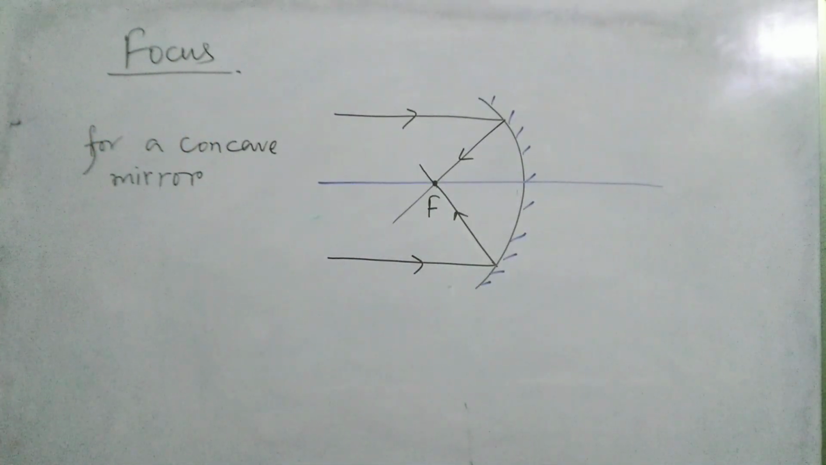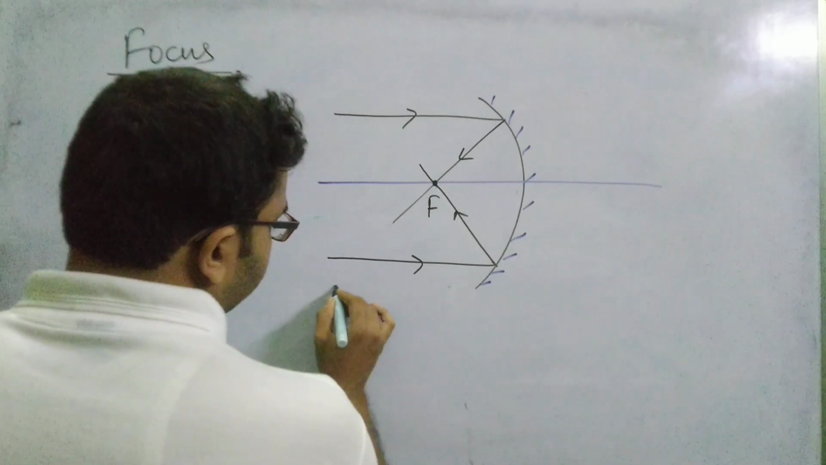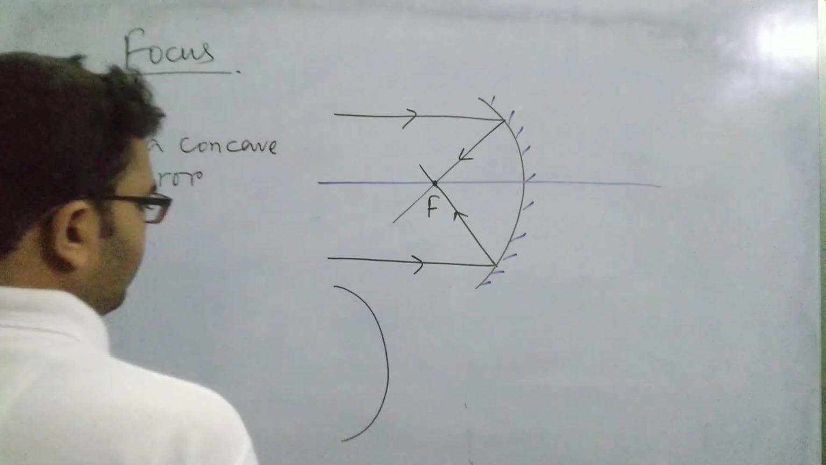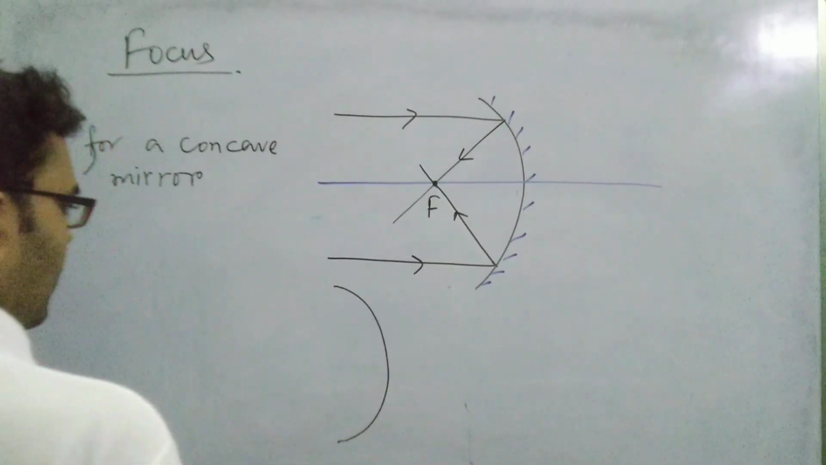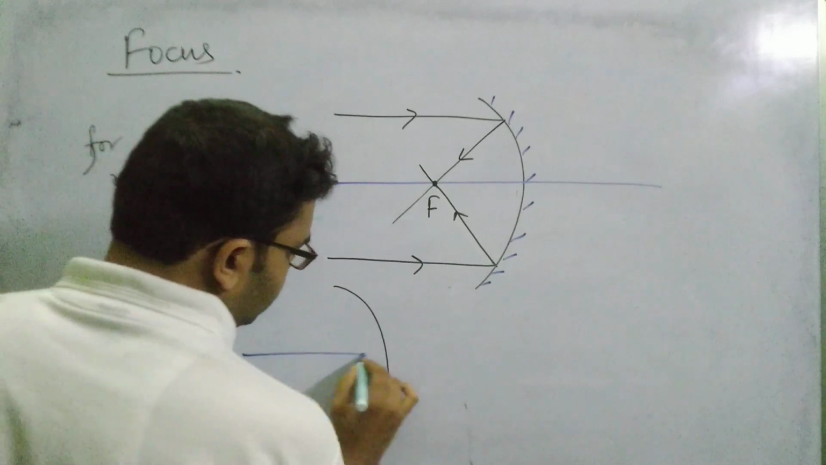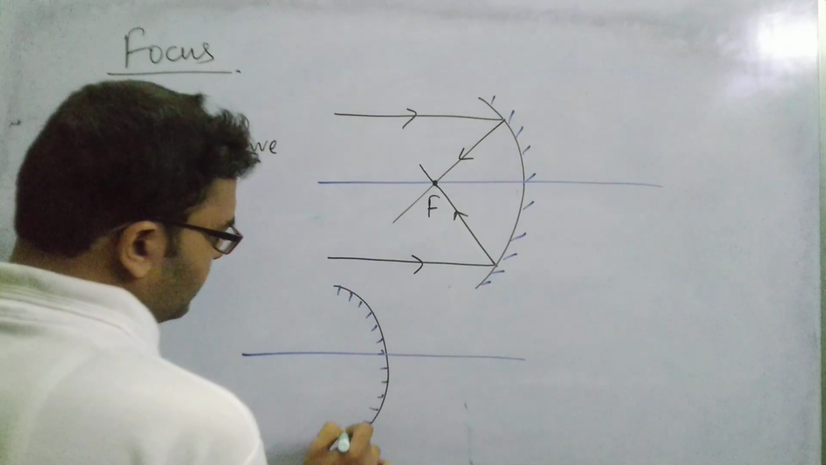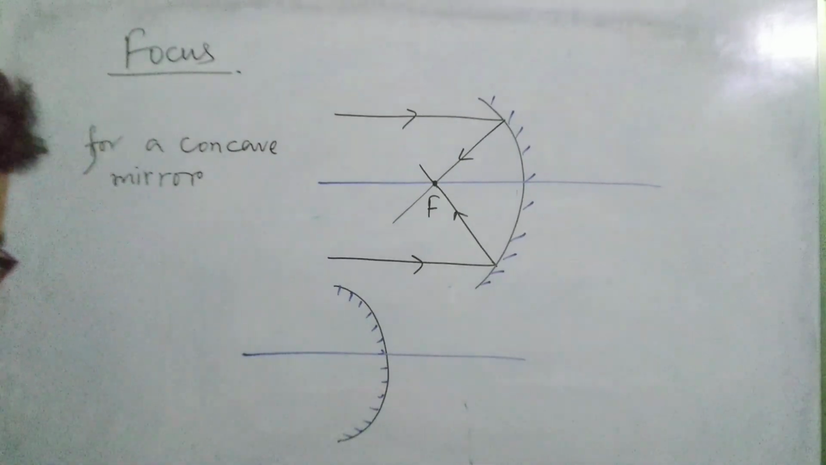Now, what can be the case for a convex mirror? How is it different for a convex mirror? We know that for a concave mirror, the light rays are actually meeting at a point. It's an important fact that the light rays are actually meeting at a point. If I consider a convex mirror, something like this, for a convex mirror, you know, the inner surface is silvered. So if I consider this is the principal axis, the inner surface is silvered while the reflection takes place from the outer surface, isn't it?